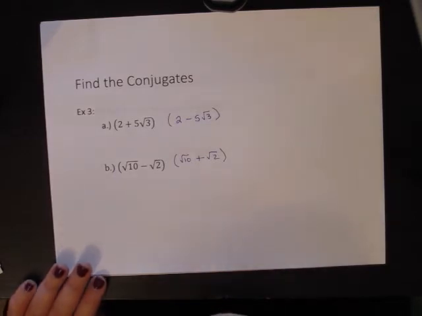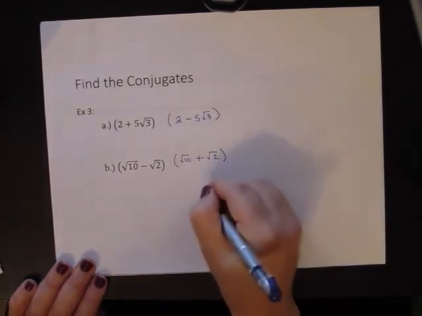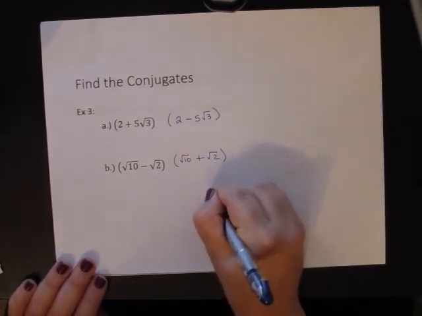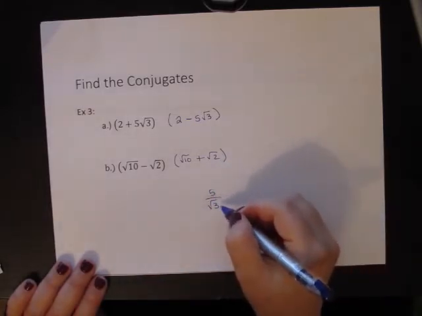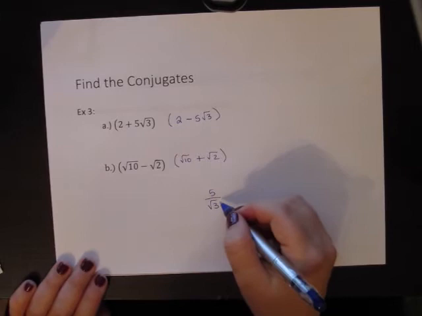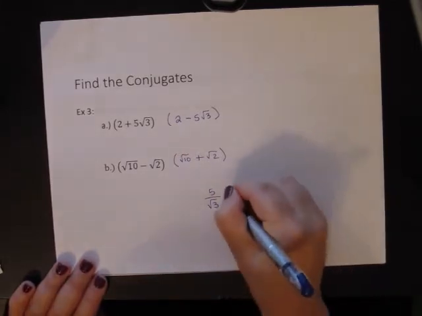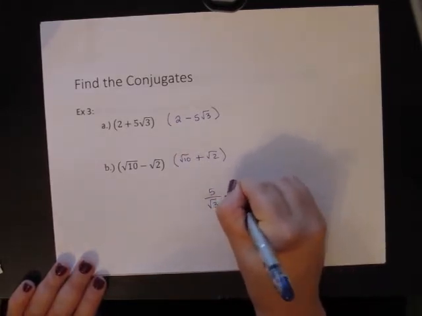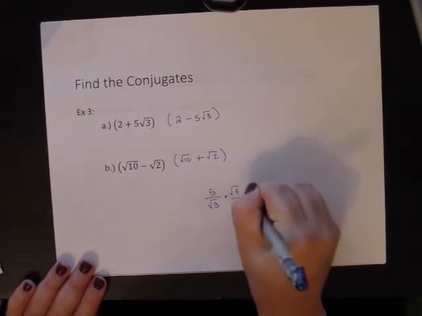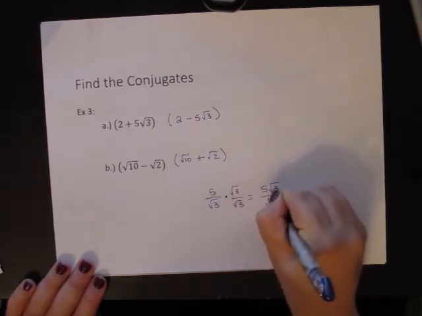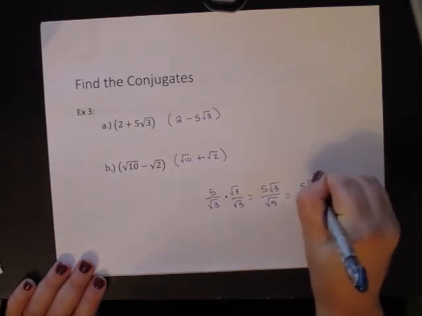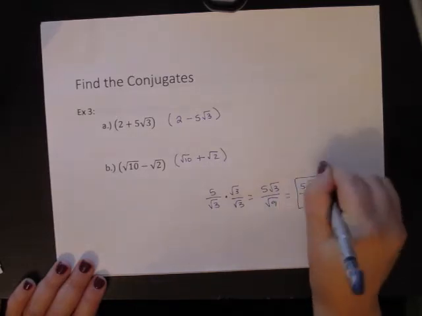Now the whole reason that we're doing this is, if we had 5 over the square root of 3, remember how we can't have a square root in the denominator? Well, it's going to be the same for the next slide too. So remember what we'd have to do is multiply by the square root of 3 over the square root of 3, which would be 5 square root of 3 over the square root of 9. So 5 square root of 3 over 3 would be my final answer.